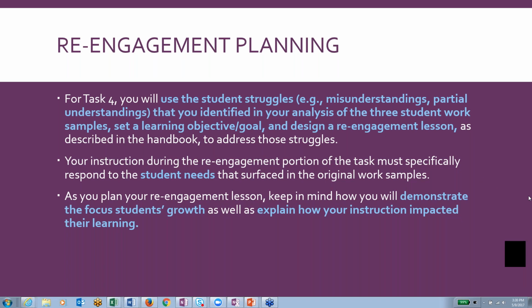Okay, we have a question here. When going through the re-engagement phase, should we focus only on the focus students, or should this be a whole group lesson? Good question. This is only going to focus on the focus students. Because remember, when we were analyzing the formative assessment from the learning segment, we saw that there was a pattern of misconception. If only Johnny and Sally and Jane have the misconception, then only they need to be retaught or re-engaged. So we're focusing just on those students.